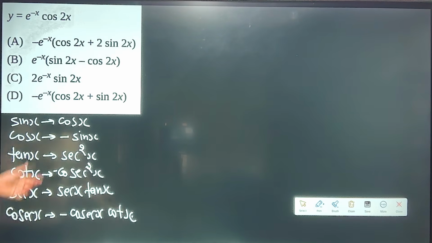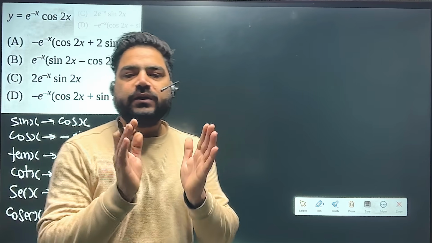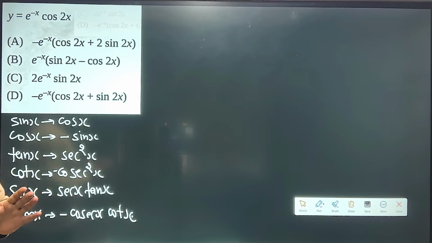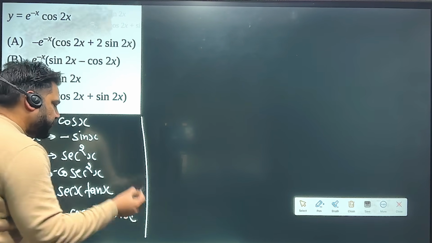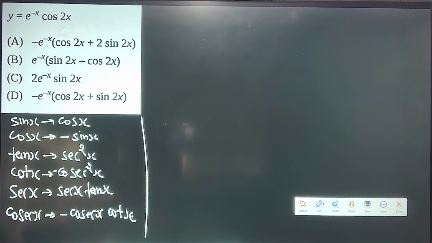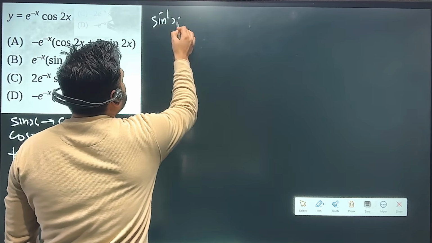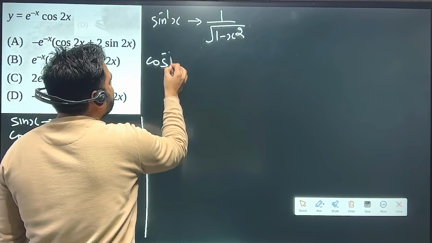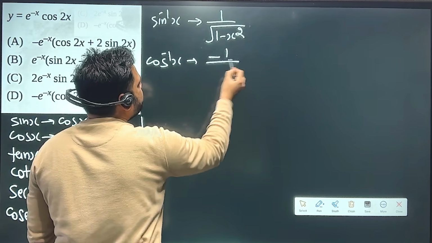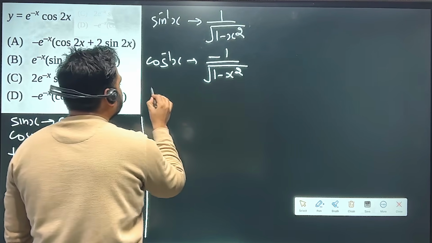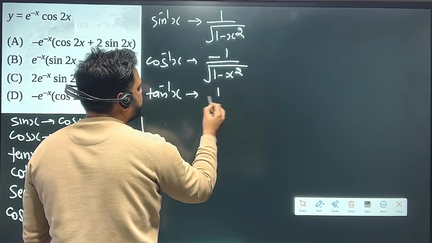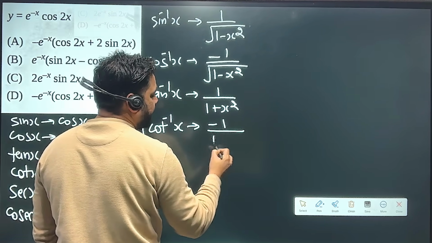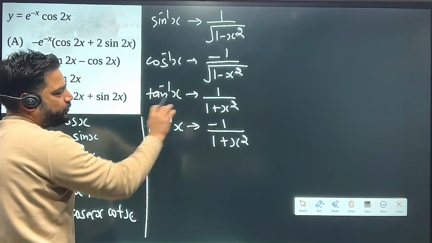These are the 6 trigonometric functions whose differentiation we need to remember before solving any MCQ or FRQ question. Any question we need to solve, we must remember all these formulas. Now sine inverse x differentiation is 1 upon under root 1 minus x square. I'm just quickly reminding you all the formulas. Cos inverse differentiation is minus 1 upon under root 1 minus x square. Then tan inverse differentiation is 1 by 1 plus x square. Then cot inverse differentiation is the same as tan inverse, but only the minus sign will come.